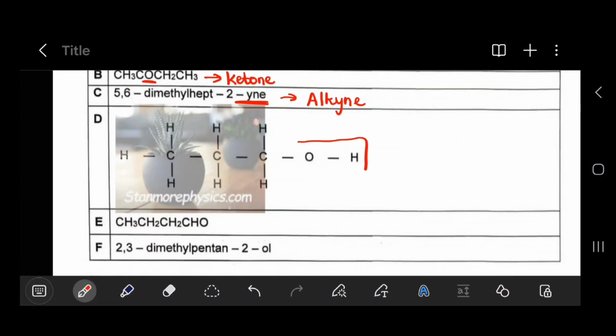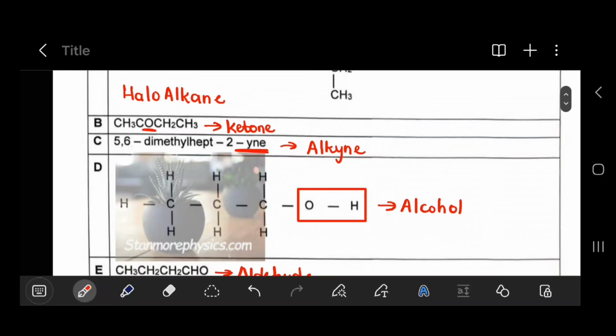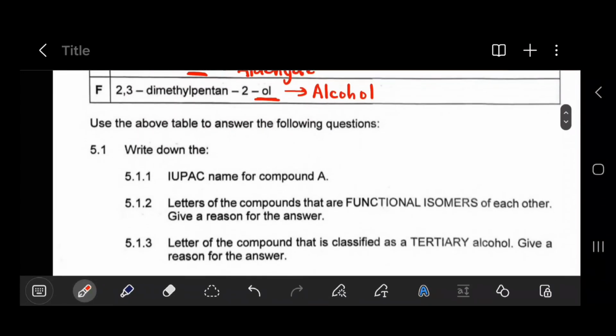Now for D, we notice the presence of this OH at the end, so we know that is an alcohol. In E, you've got HO at the end. Now when it comes to condensed structural formulas, when it has HO, that is an aldehyde. If you see OH, OH is generally an alcohol, but HO is an aldehyde. And then for F, we've got 2,3-dimethylpentan-2-ol. So the suffix here, ol, tells us that is an alcohol. Okay, so now that we understand which homologous series each of these compounds belong to, we're now ready to go on to the questions.